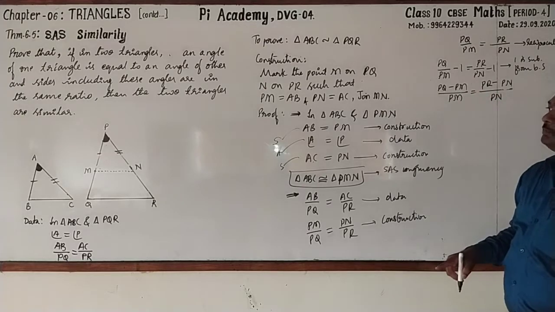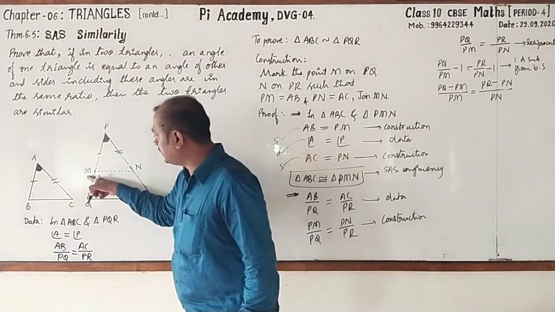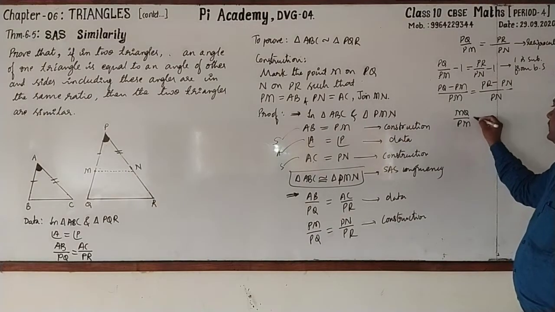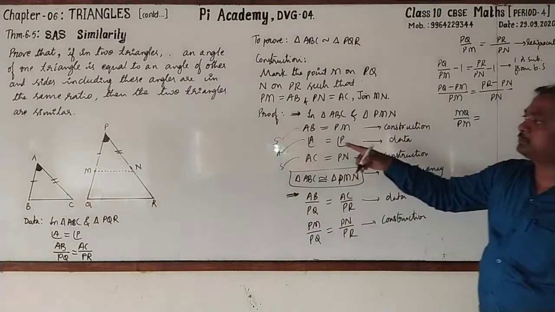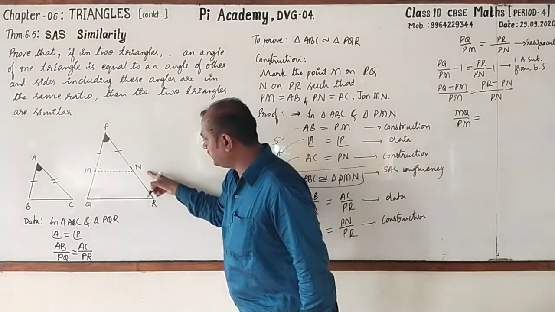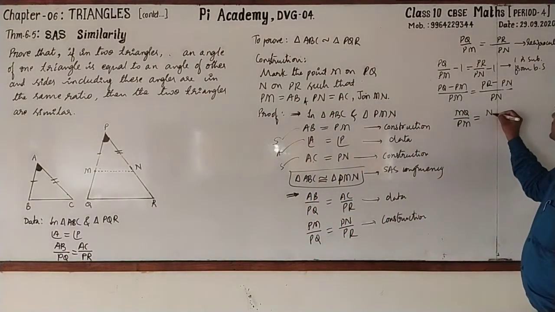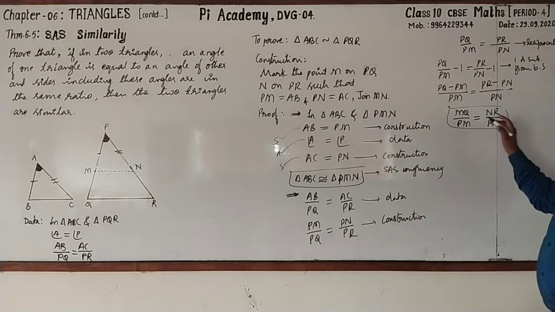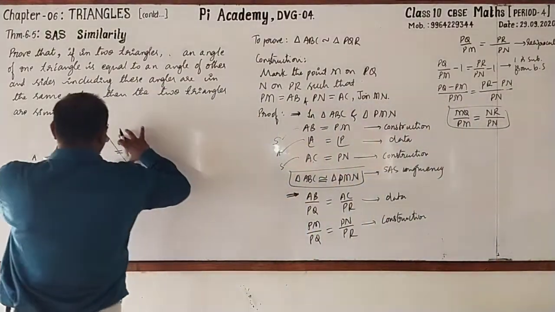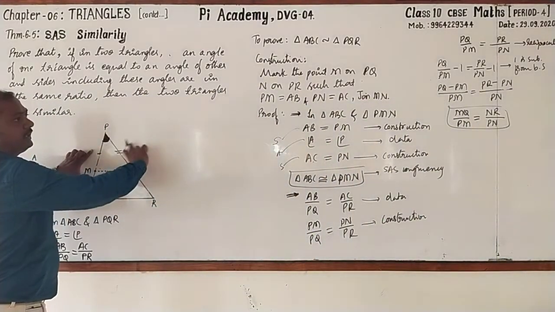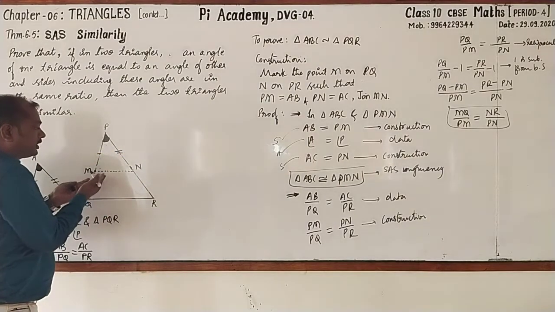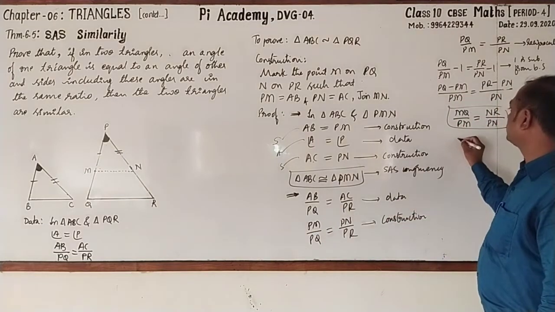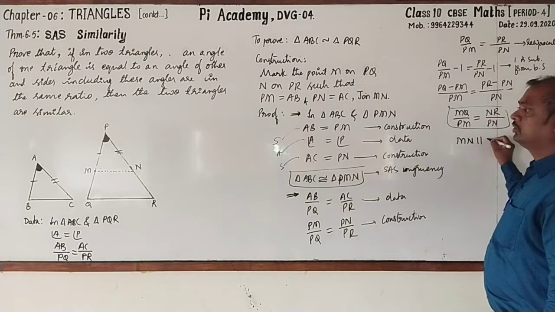What is PQ minus PM? PQ minus PM, it is MQ. Now MQ by PM is equal to PR minus PN. PR minus PN is NR. This is NR by PN. Followed? Then, look here, PQ and PR are divided in the same ratio. Then what do you say about the line MN with respect to QR? Yes, they are parallel. So we can write MN parallel to QR.